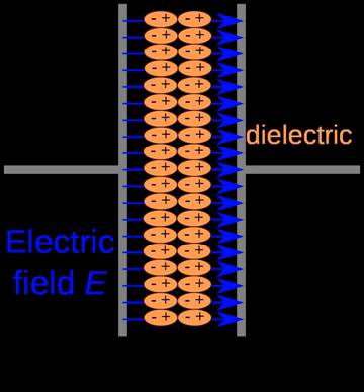The electric displacement D is related to the polarization density P by D = ε₀E + P = ε₀(1 + χ_e)E = ε₀ε_r E.